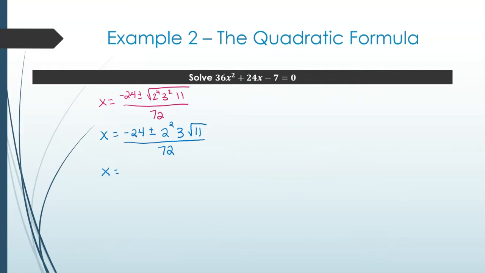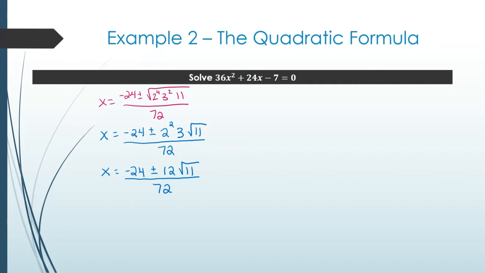Now I need to actually do the 2 squared times 3. So 2 squared is 4. 4 times 3 is 12. So that gives me 12 times the square root of 11 over 72.